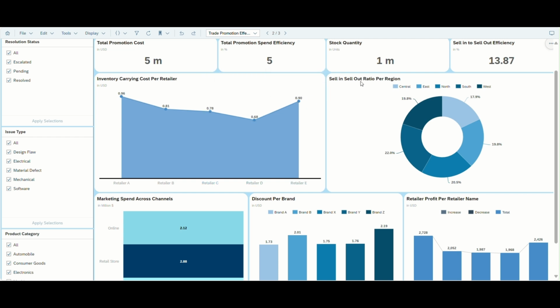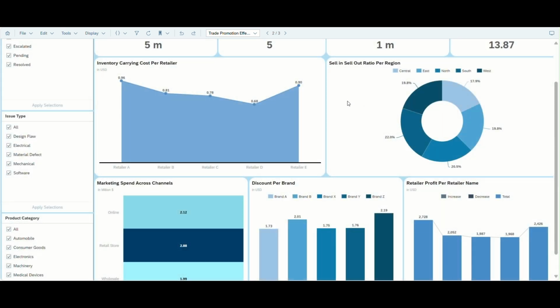Next, we visualize the sell-in to sell-out ratio by region. This shows how efficiently different geographies are moving product from warehouse to wallet. A high-performing region tells you the model is working. A lagging one? That's where your field teams, merchandisers, or promotions may need reinforcement.